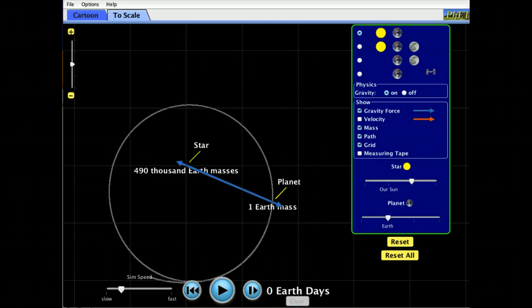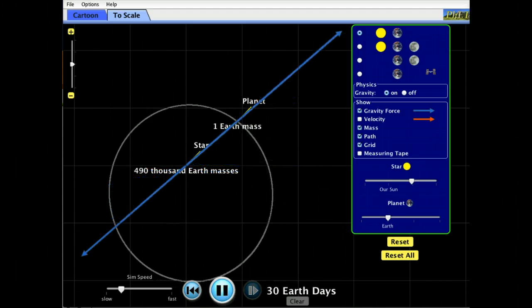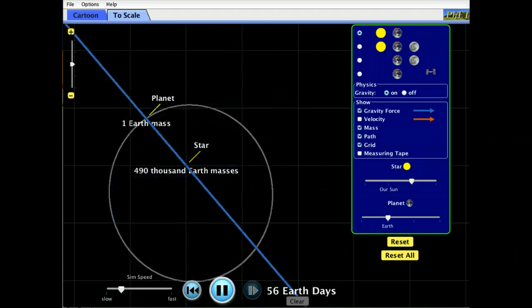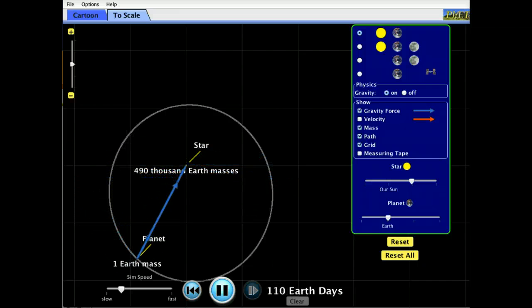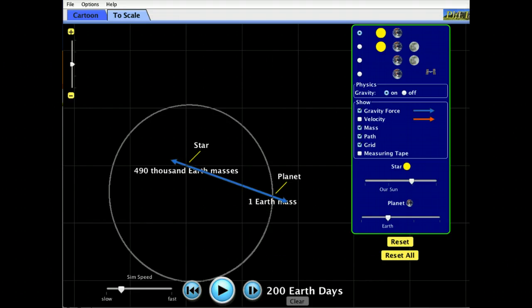I'm going to clear this. Let's start from here at 0 so that you can see how many days it takes the Earth now to make one revolution. And it was about there. It was about there. So 200 Earth days to make a revolution.